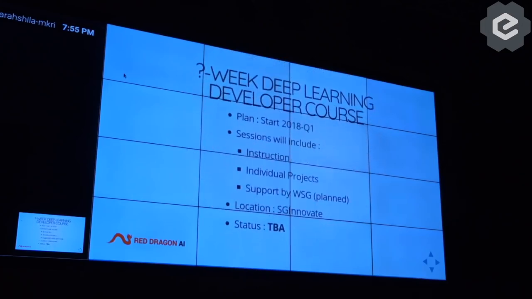There should be another deep learning developer course starting sometime soon. It kind of depends on WSG getting their act together. We're not exactly sure how time intensive this should be, because it was a real struggle, but maybe we do a mix of in-person and online, or leave bigger gaps.